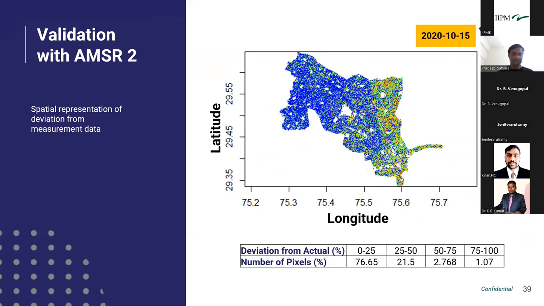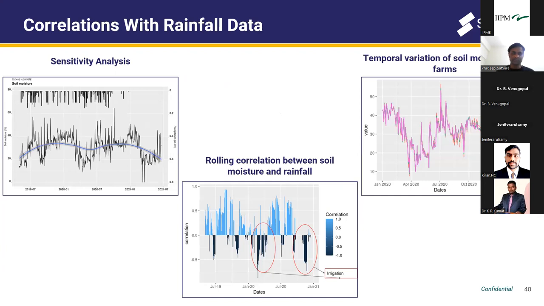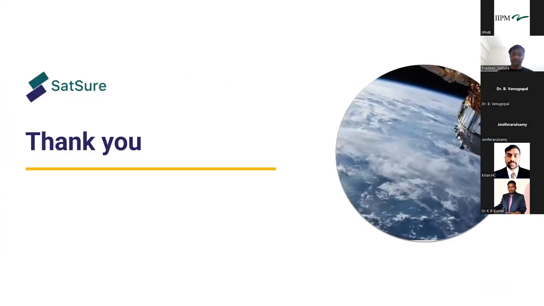This is another one, the validation site, how it looks at this level, as well as the sensitivity analysis we also have to do, because what I told, validation and the correlation with the input parameters. If we are not going to do this kind of thing, then definitely nobody is going to accept this technology. So this is a very essential part for the remote sensing side.